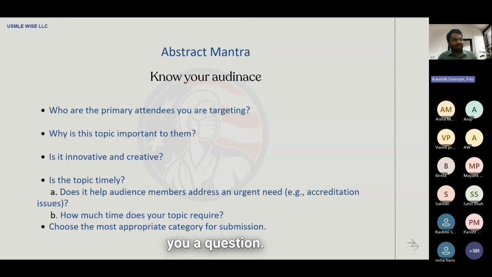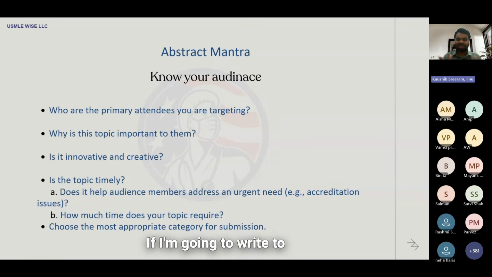Correct? So let me ask you a question, something to think about. If I am writing a research proposal to a regulator, let's say the FDA, versus a research proposal that is being reviewed by industry, should I be emphasizing the same things or different things in different proposals? Obviously, I'll have to emphasize different things, right?